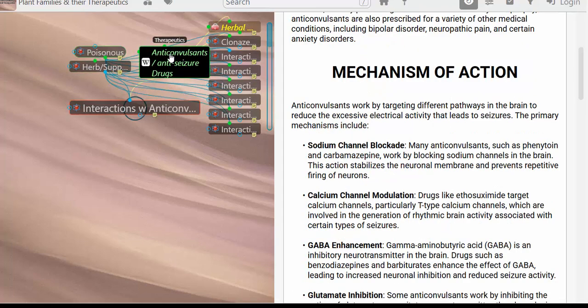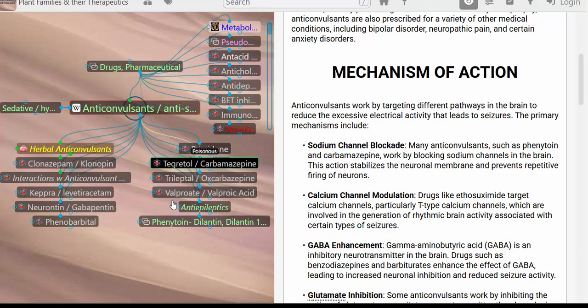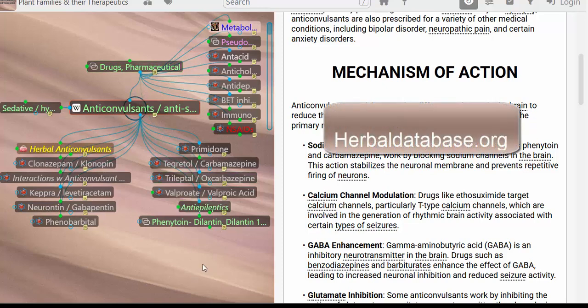So here we see a number of the anticonvulsant drugs, but we're not going to go into that right now. I think I've shown you enough about seizures and epilepsy for you to explore in here and come up with some answers from whatever seizure disorder you're interested in learning more about, how it's caused, and how to stop it.